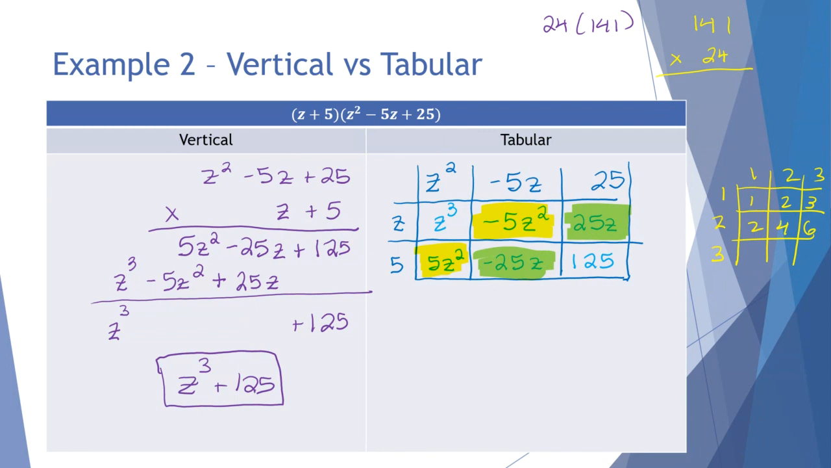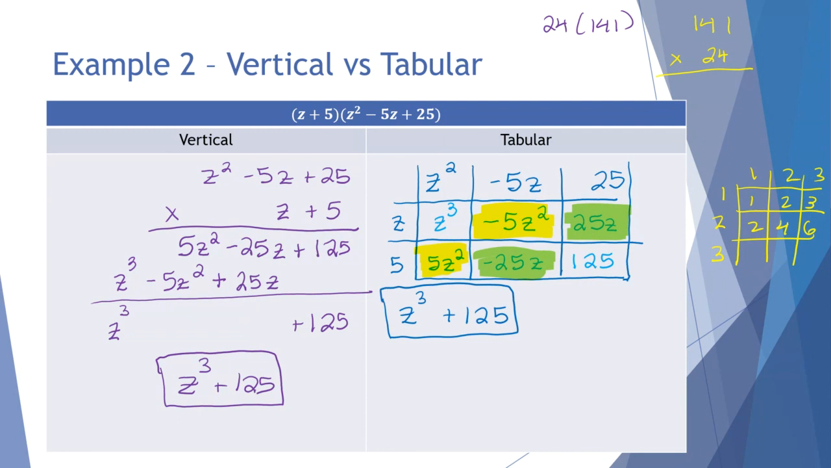And so then I just read off the table. Let me make sure I get to my pen. So I have z cubed. And then if I add my diagonal, 5z squared minus 5z squared, that's 0, so I don't need to write it. Negative 25z plus 25z, that's 0, don't need to write it. And then I have plus 125.